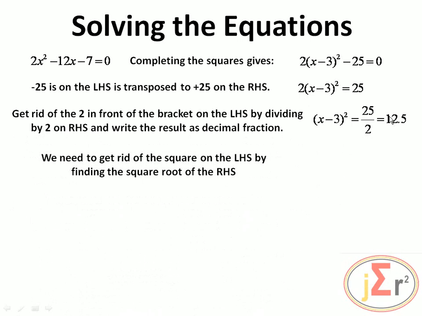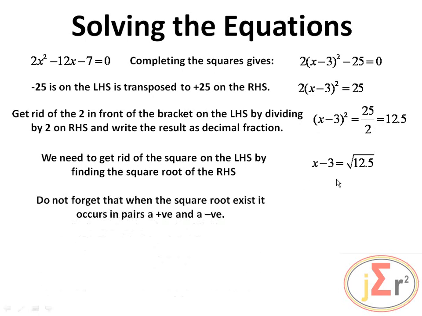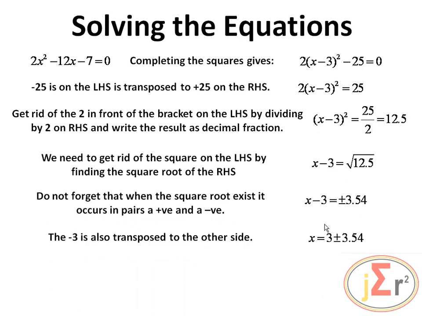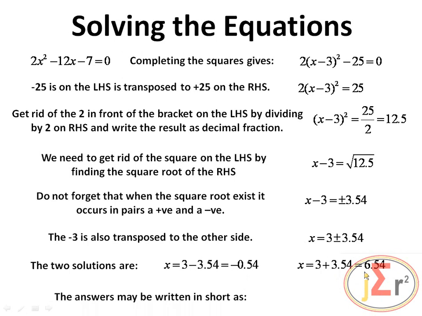So we need to get rid of this square that we have here. How do we do that? By finding the square root on the other side. So that's what we have. And as usual, 2 square roots, positive and negative. Now we need to get rid of this negative 3. So we are going to add 3 to the other side. There we go, no problem whatsoever. And then we say 3 minus 3.54, that is negative 0.54, one of our answers. And then 3 plus 3.54, that is 6.54, and we may put those two answers together, only separated by a comma.